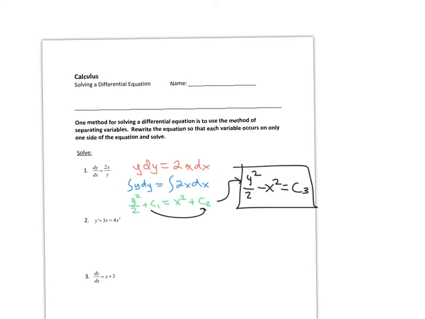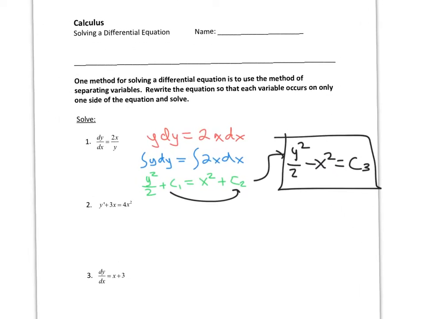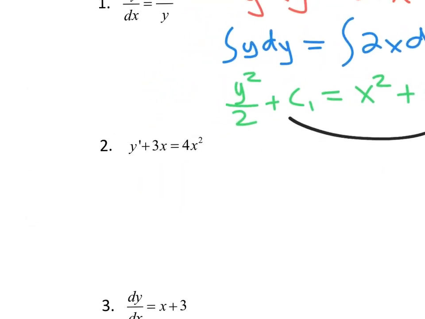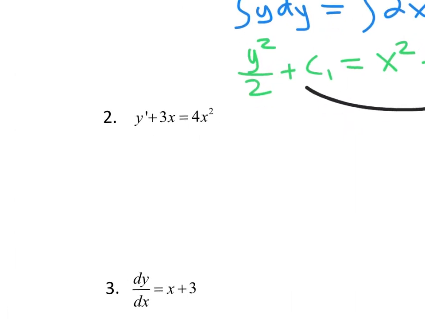Okay. If we gave you an initial condition, like x is 3 and y is 5, we could plug those in and solve for what the constant is. But I didn't give you an initial condition, so we're just finding the general solution, which has this c in it. Okay.